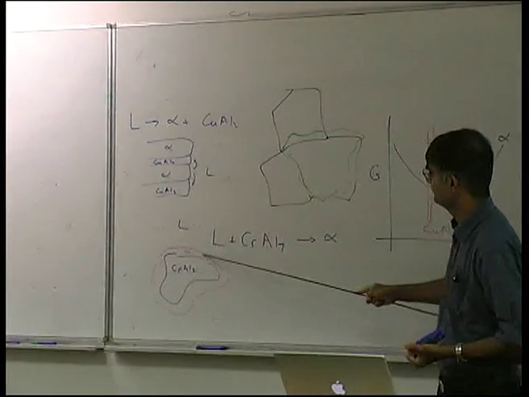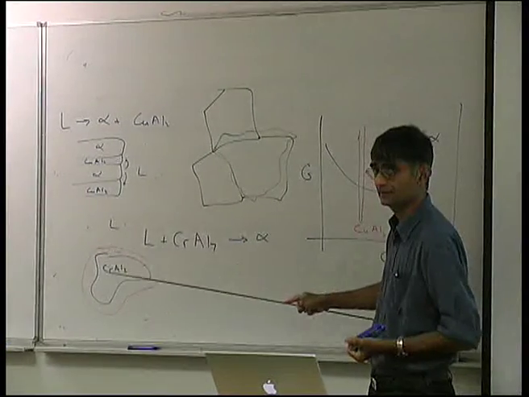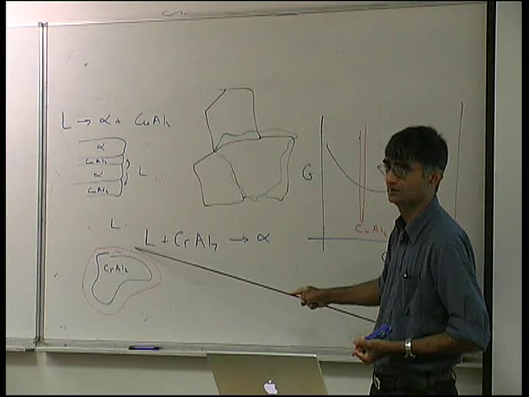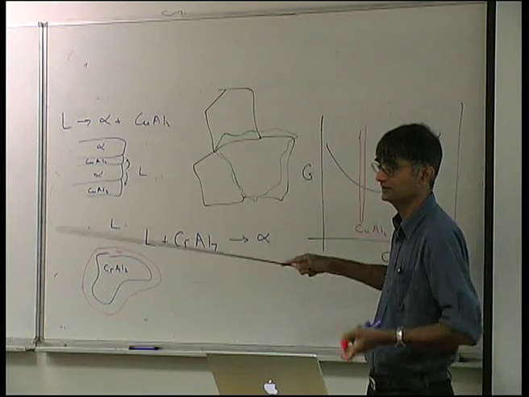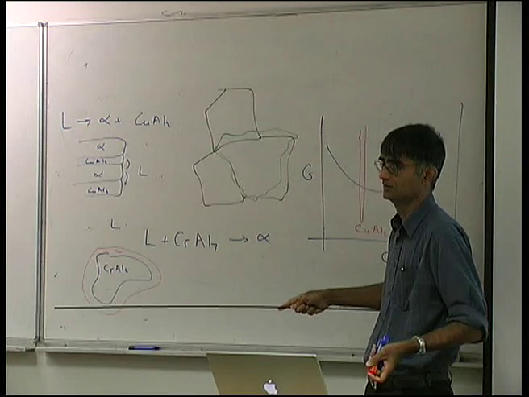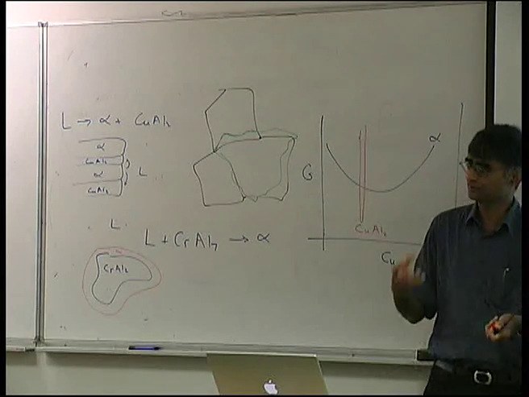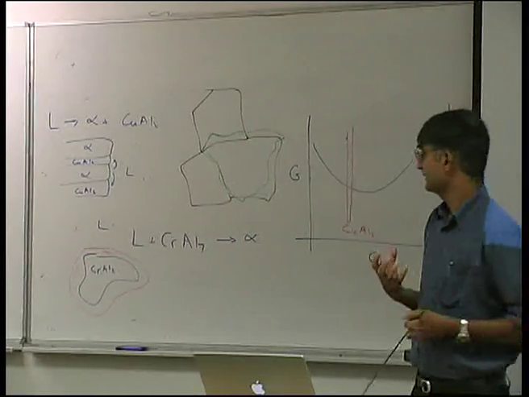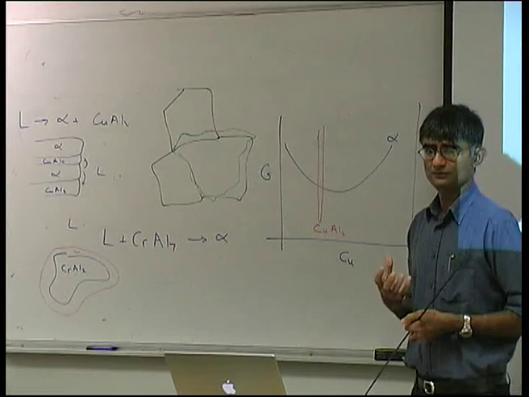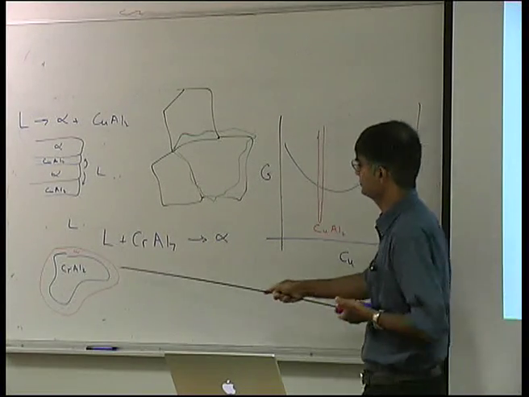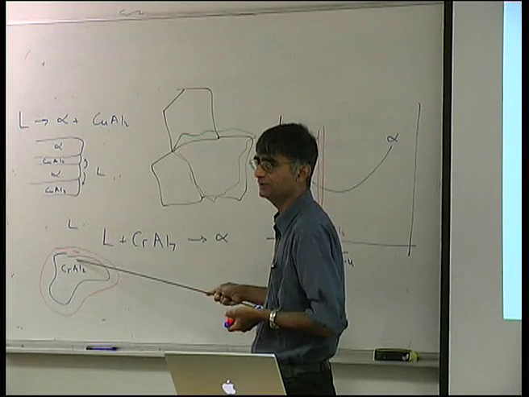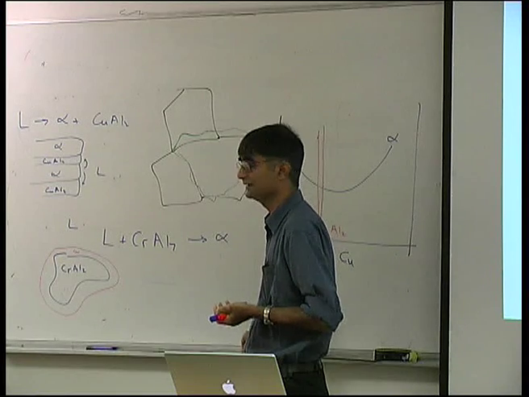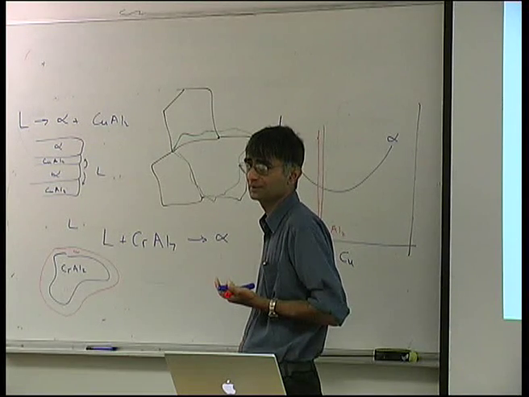Now the trouble is that in order for the liquid and this compound to react, diffusion has to happen through the alpha phase. And as the alpha becomes thicker and thicker, that reaction will become slower and slower. So peritectic reactions are notorious for not reaching completion. You really have to carry out that reaction extremely slowly for it to reach equilibrium and for complete reaction to happen. So very frequently you find that the microstructure has not gone to a perfect peritectic, and we're left with a non-equilibrium microstructure.